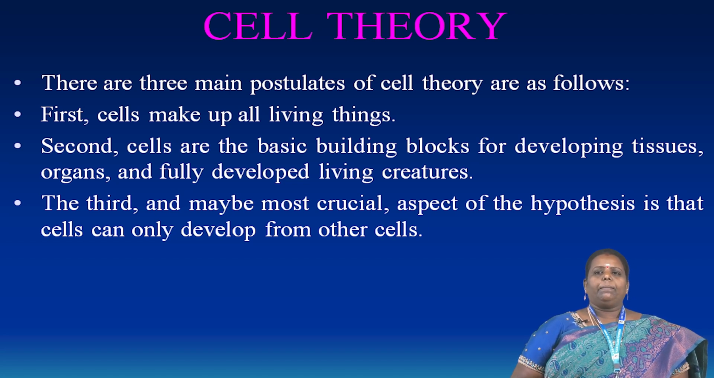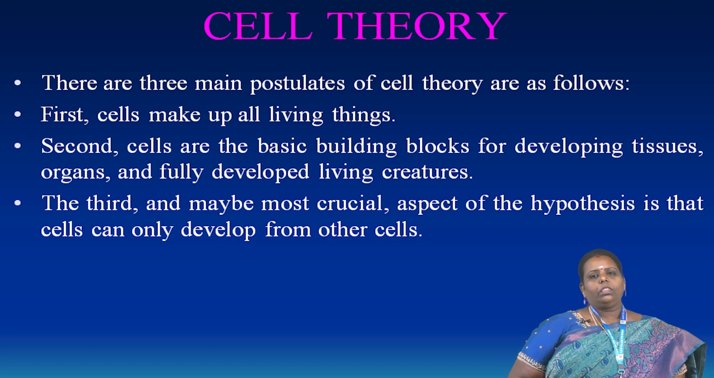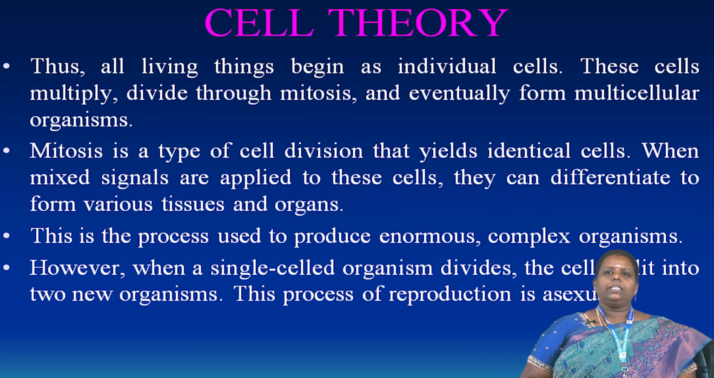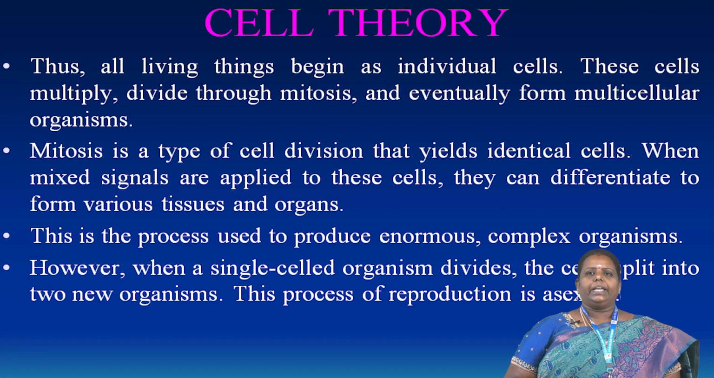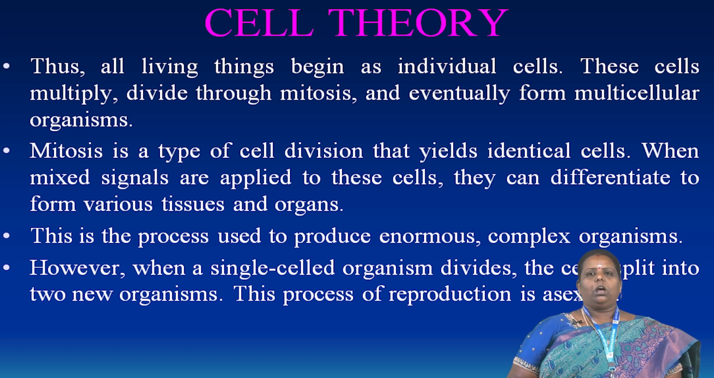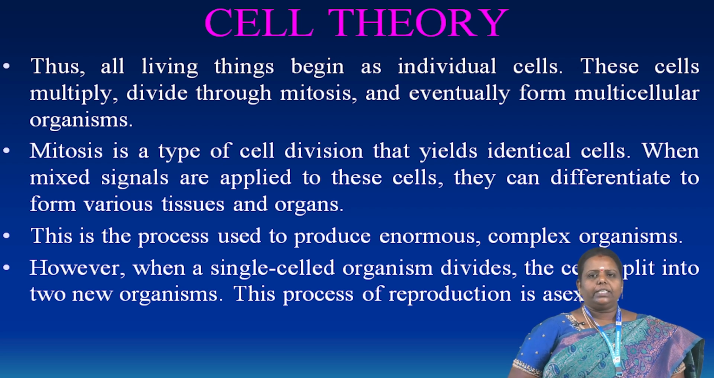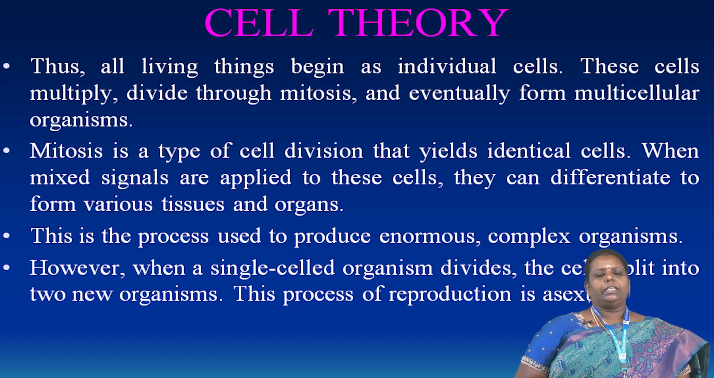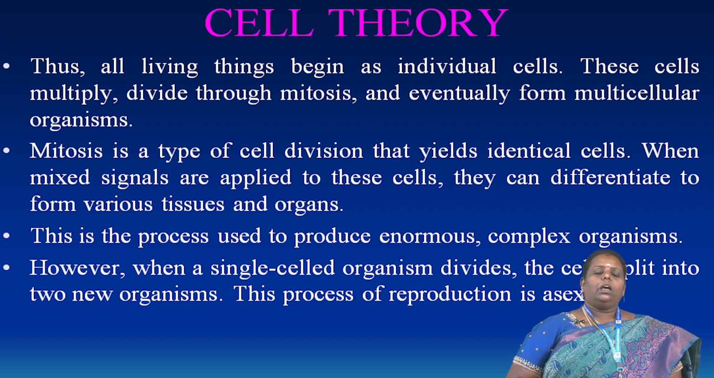The third one, which may be the most crucial aspect, is the hypothesis explained: cells can only develop from other cells. Thus, all living things begin as individual cells. These cells multiply and divide through mitosis and eventually form the multicellular organism. Mitosis is a cell division that yields identical cells, and they can differentiate to form various tissues and organs in the body.